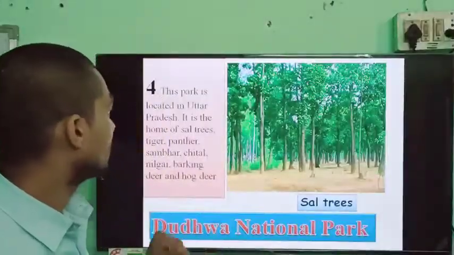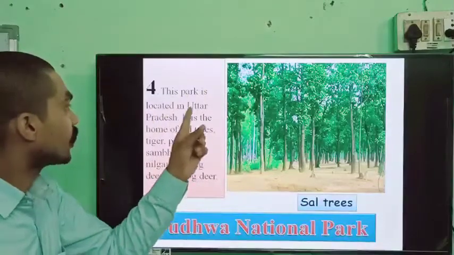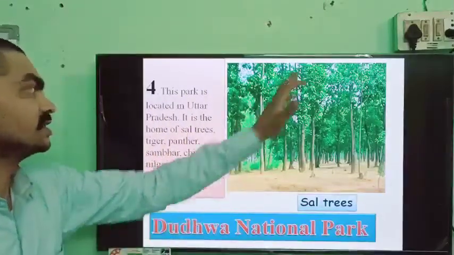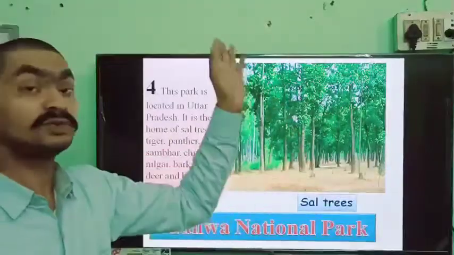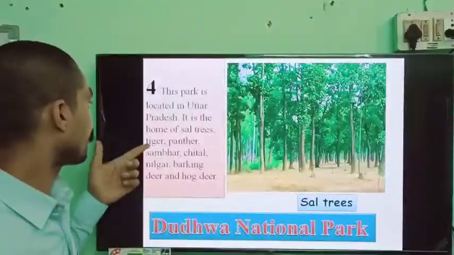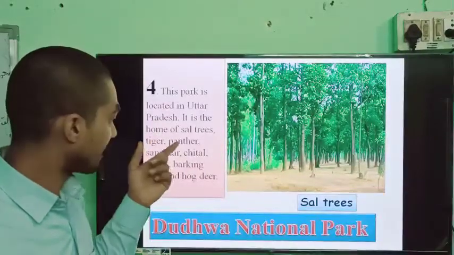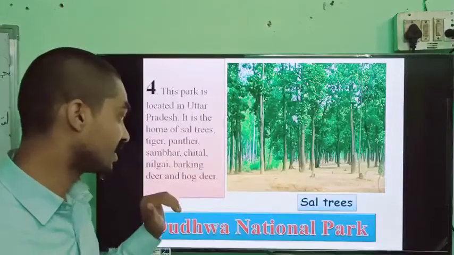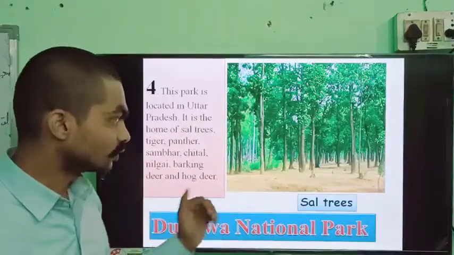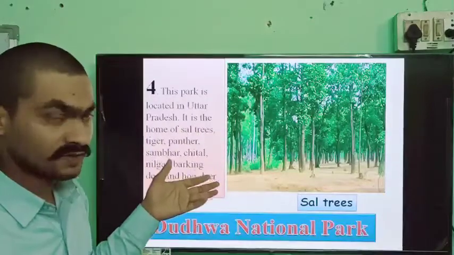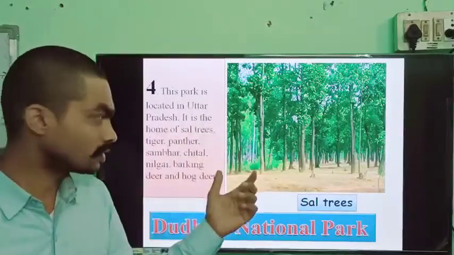Now let us see fourth. This park is located in Uttar Pradesh. It is the home of sal trees. These are sal trees. These are around 60 meter long, very long in size. Also tiger, panther, sambar, cheetal, nilgai, barking deer, and hog deer. So these are the animals which are found in that national park.